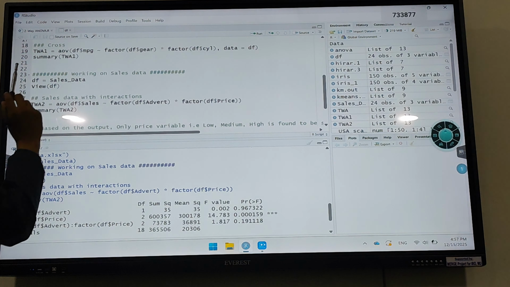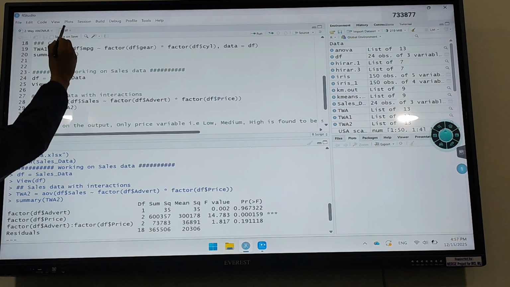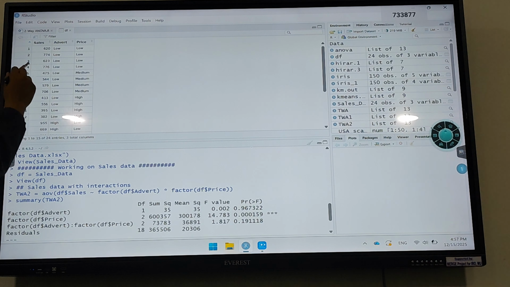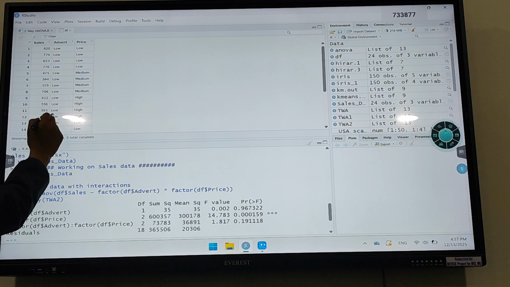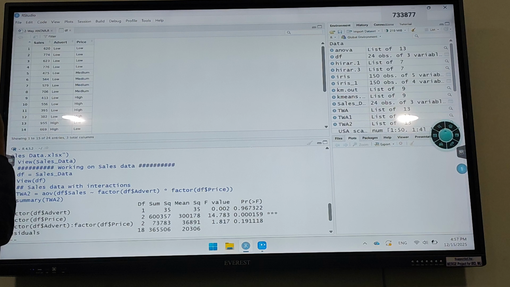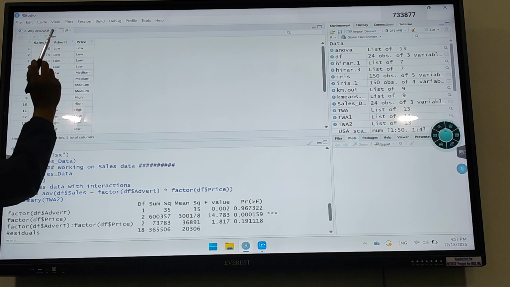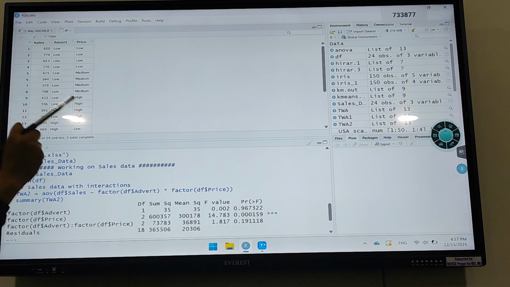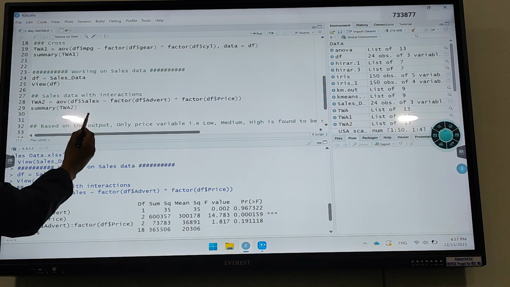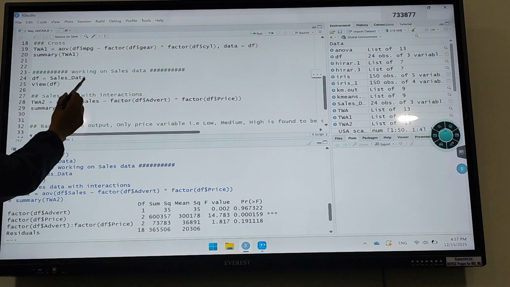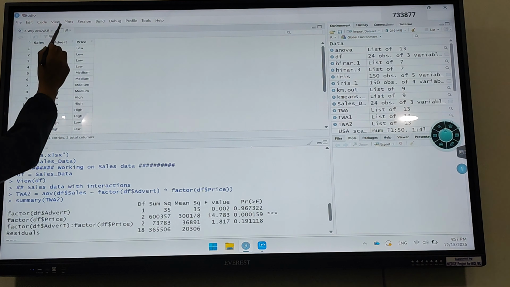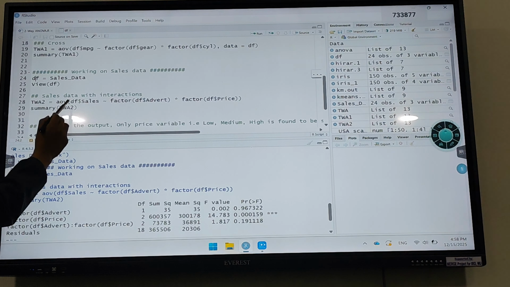Similarly, we have a data set called sales data. Here you can see sales data has a continuous numeric variable, which we call the dependent variable, and advertisement with two categories, low and high, and price with three categories, low, medium, and high. So with advertisement and price, how do they predict the sales? That's what we are seeing. Now we save this sales data to DF, and if we view it, we will see this. After that, sales data with interaction.